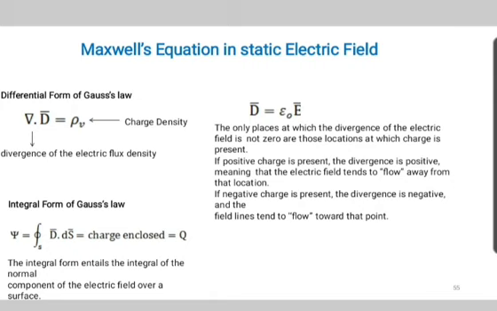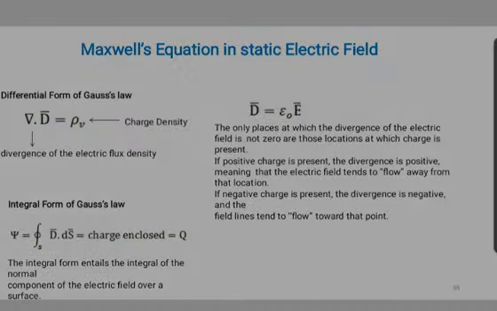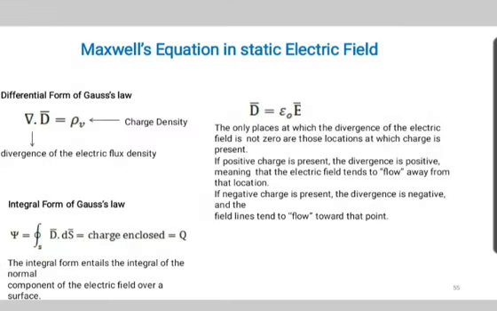So the next point is Maxwell's equation in static electric field. There are four Maxwell's equations for the static field. We will consider these equations separately in point form and in integral form. The point form of Maxwell's equations for static field includes Maxwell's first, second, third and fourth equations. Then the integral form for static field also has Maxwell's first, second, third and fourth equations.